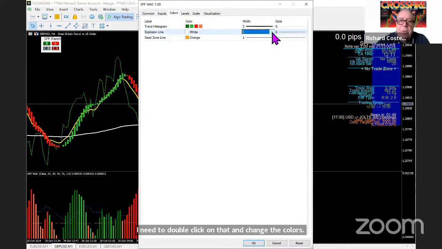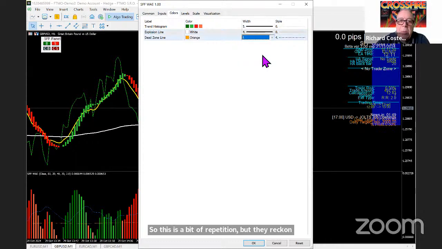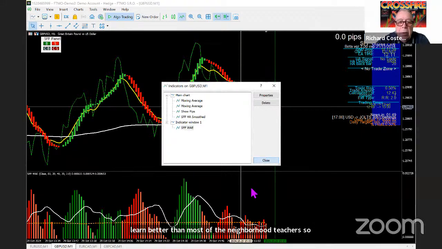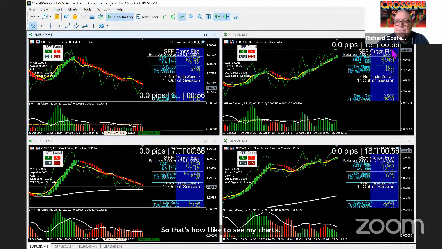So this is a bit of repetition, but they reckon that you learn better the more something is repeated. So no real apologies for that. So that's how I like to see my charts. I've got two more to go through. I need to move that out of the way.